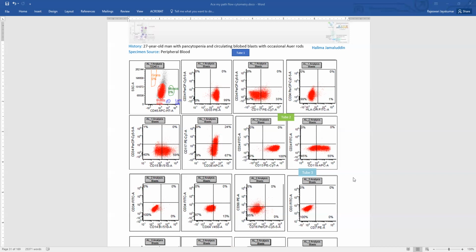When you sign these out, you can sign out as AML, highly suspicious for acute promyelocytic leukemia. Obviously, you cannot call it promyelocytic leukemia just by flow. You need translocation 15;17 for that. So this is how you sign out.